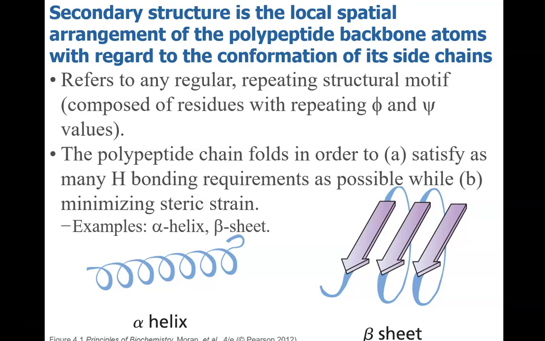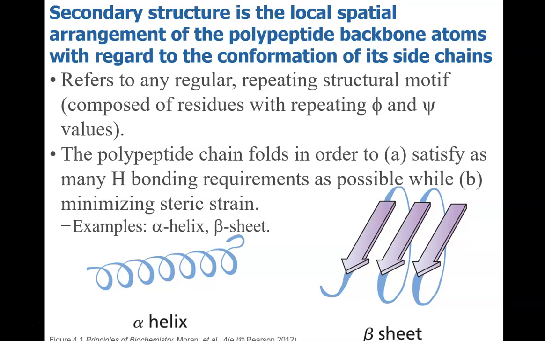So how do I define that? Well, it's the local spatial arrangement of the polypeptide backbone atoms with regard to the conformation of its side chains. And it refers to any regular repeating structural motif that has residues with these repeating phi and psi values. So what does all of that mean?